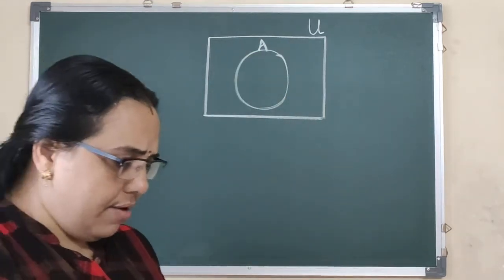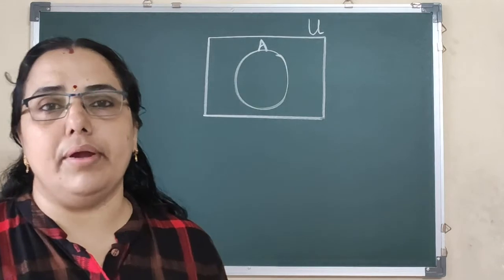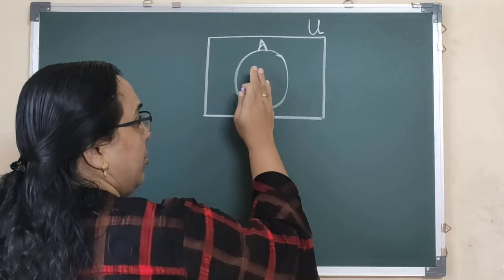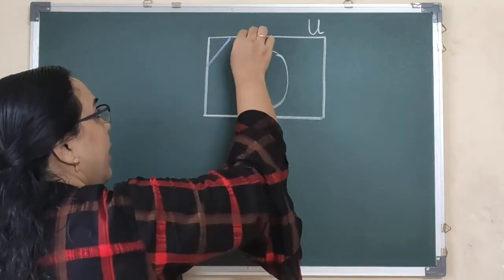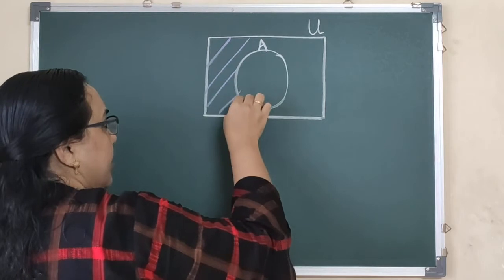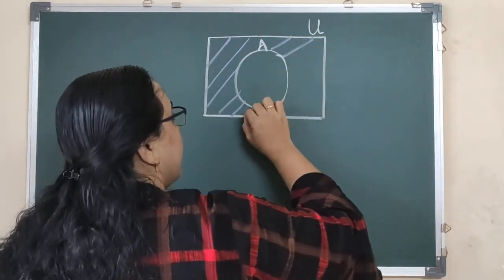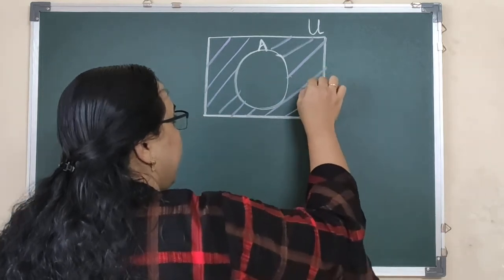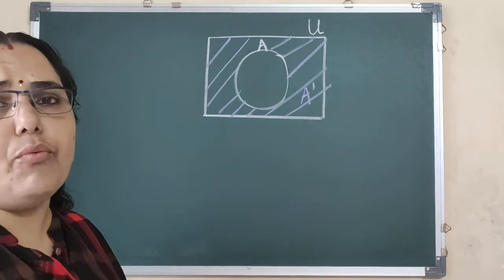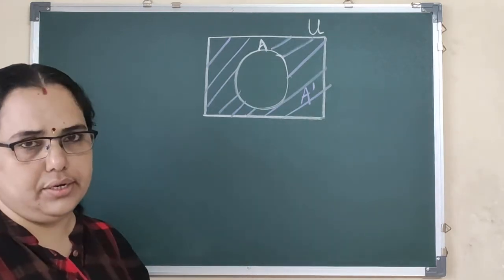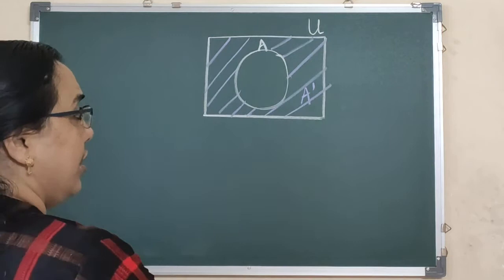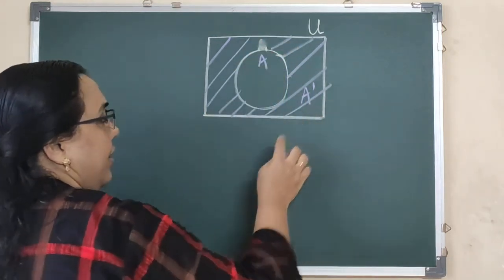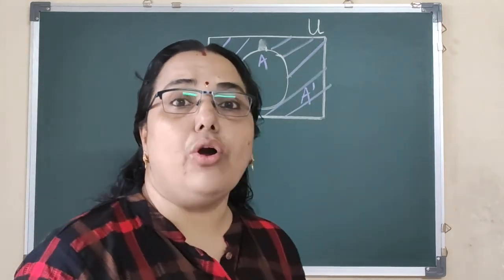Now if I have to show A complement, where are the elements present? They are present in U but not in A. So here is where I have A complement. If you're asked any time to represent a complement in the Venn diagram, you should know how to show it. So this is your set A. To reduce the confusion of writing the names, we can put the A inside, and here you have the remaining as A complement.